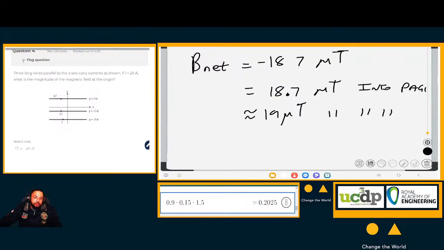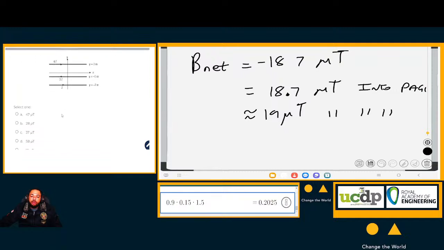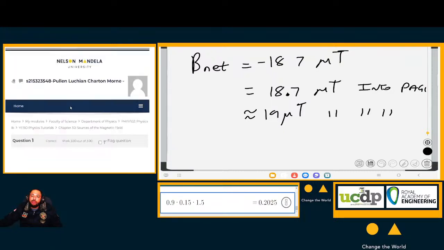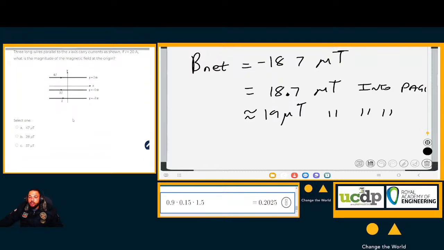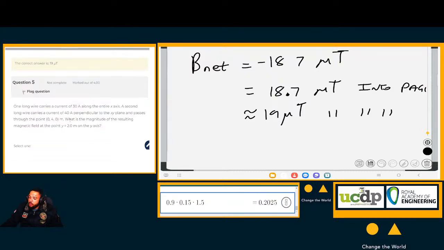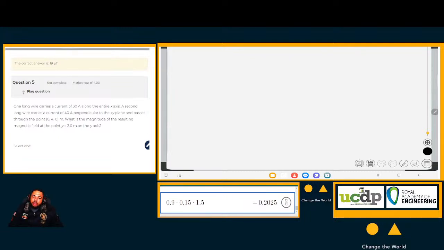Let's see. Do we have an option there for 19 microtesla? There it is, 19 microtesla. Let's check. Indeed, we do have an option for 19 microtesla, and it is correct. Okay, can erase that. Question number 5.